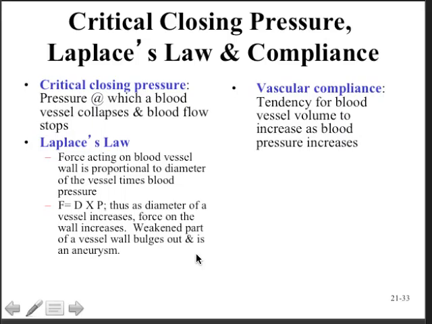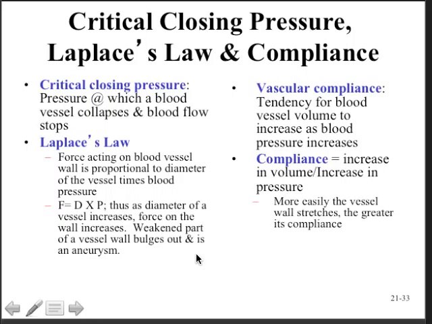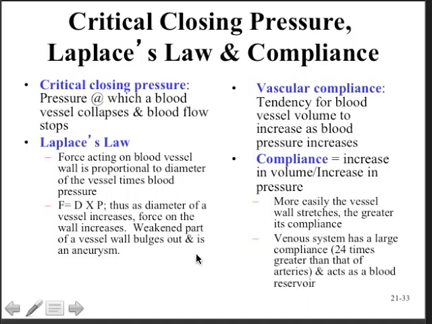Vascular compliance is the tendency for blood vessel volume to increase as blood pressure increases. Compliance is simply a measure of the increase in volume over the increase in pressure. The more easily the vessel wall stretches, the greater its compliance is going to be. The venous system has a large compliance. It's basically almost 20 times greater than that of the arteries, and as a result, it acts as a blood reservoir.